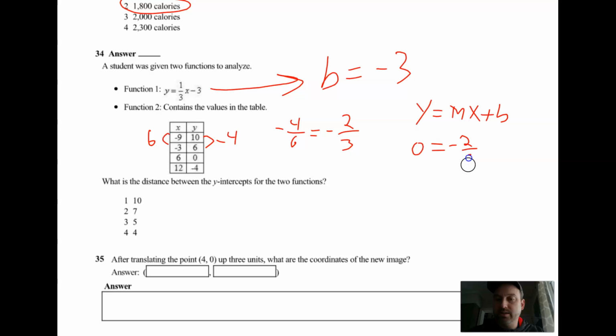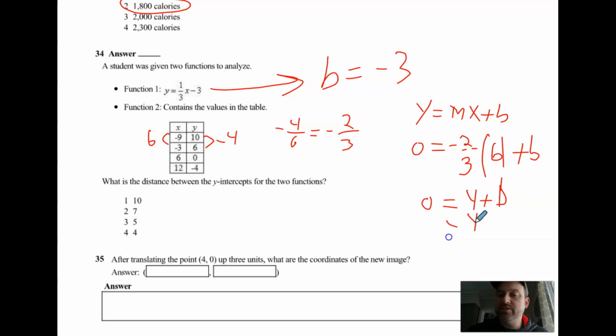3. And 6 for our slope, plus b. So -2/3 times -6 is 4. Sorry, guys, I don't know why this is lagging. So 0 equals 4 plus b. Subtract 4 from both sides. And the y-intercept of that table is at -4.